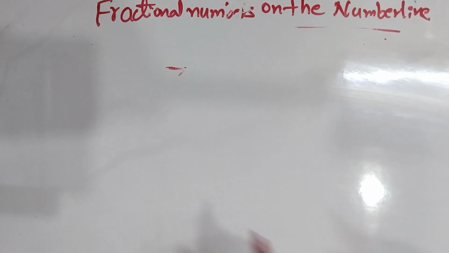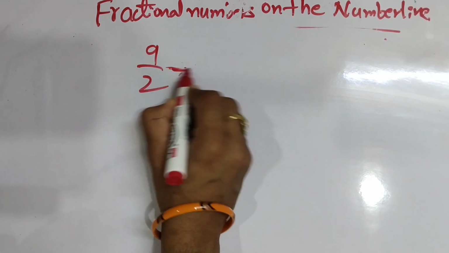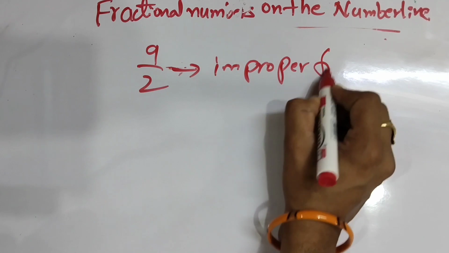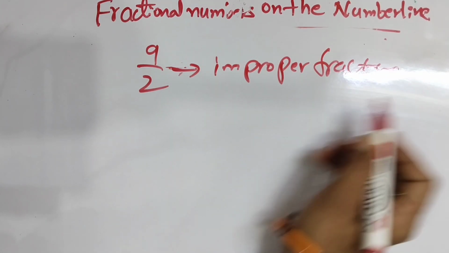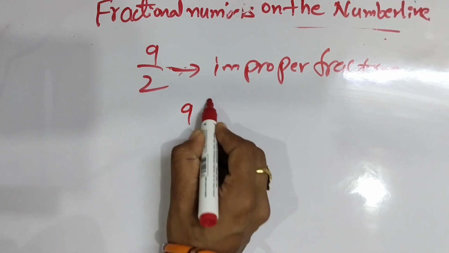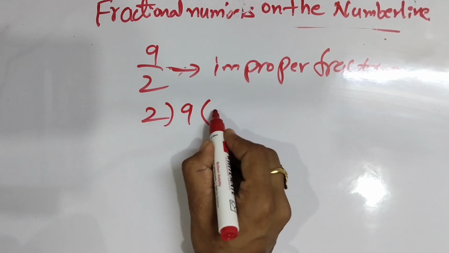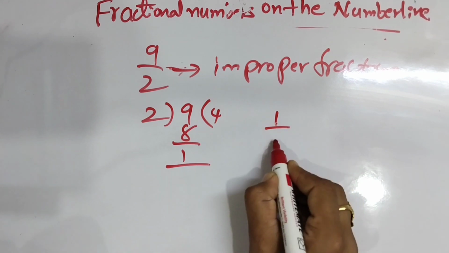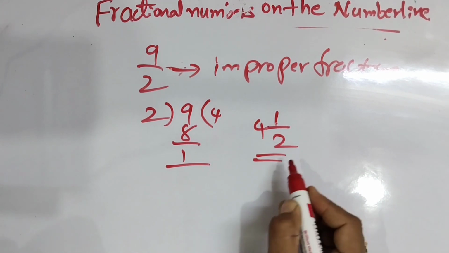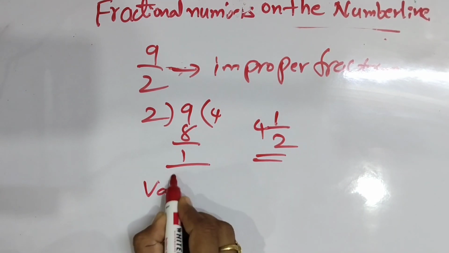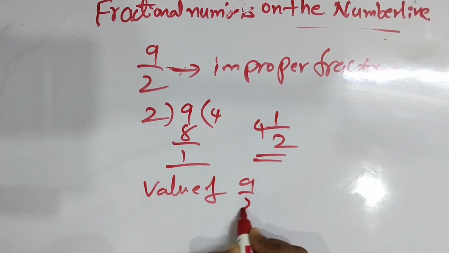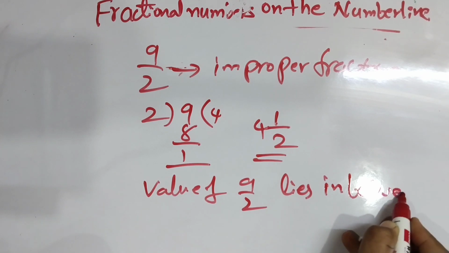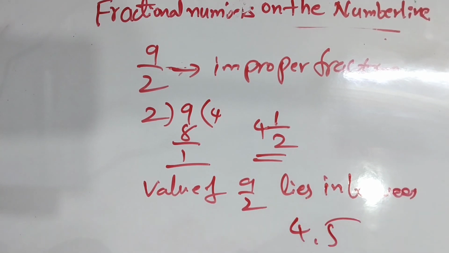And then 9 by 2. This is an improper fraction. How can we say its value? We will convert it into a mixed fraction. 2 fours are 8, remainder 1. So 1 by 2 with 4 as the whole part. So the value of 9 by 2 lies in between 4 and 5.